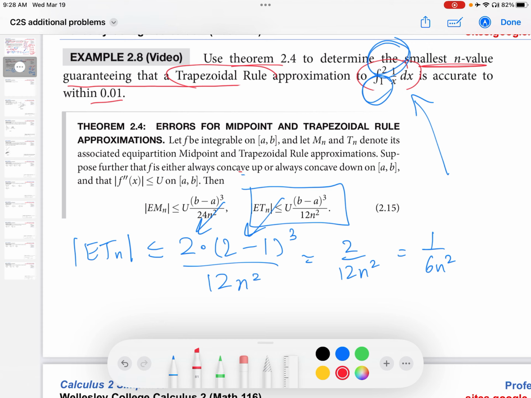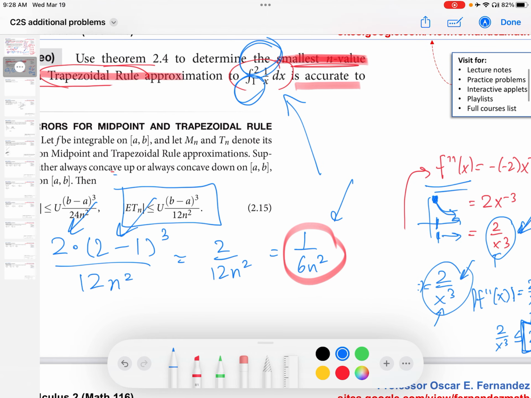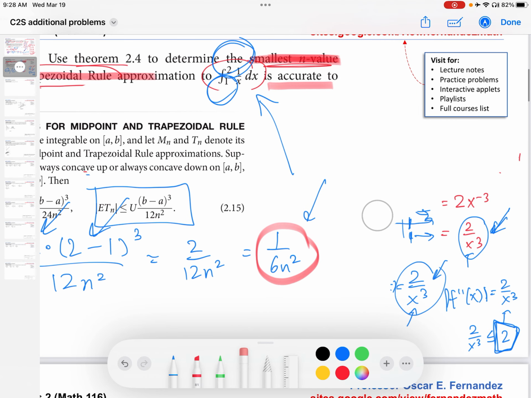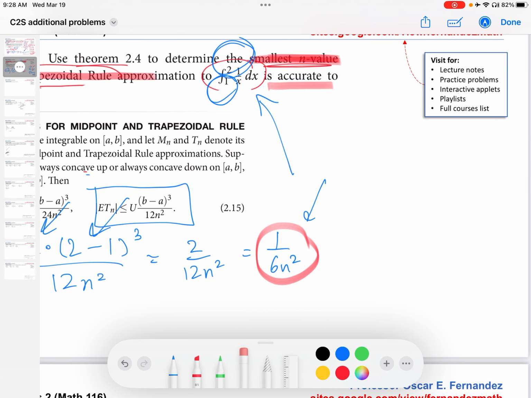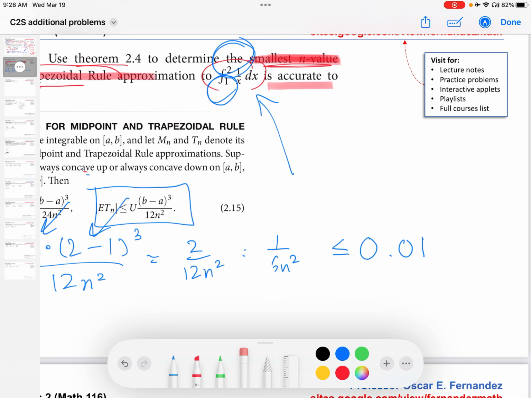Okay, a couple of things to notice here. First of all, this thing depends on n. And that's why the question says find the smallest n value guaranteeing. So that's okay. Second thing to notice, we want an approximation accurate to within 0.01. What we have just shown is that the maximum error in the trapezoidal rule is this. So if we can ensure that this quantity we found, 1 over 6n squared, is less than or equal to the error tolerance we want, then we can solve for n to tell us what that n value will be.